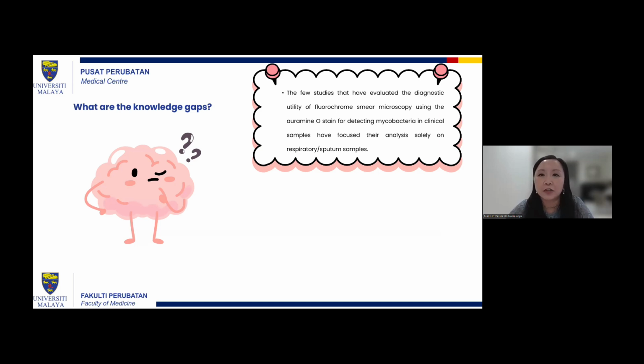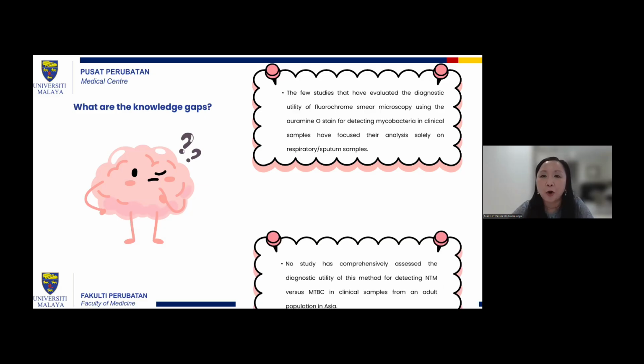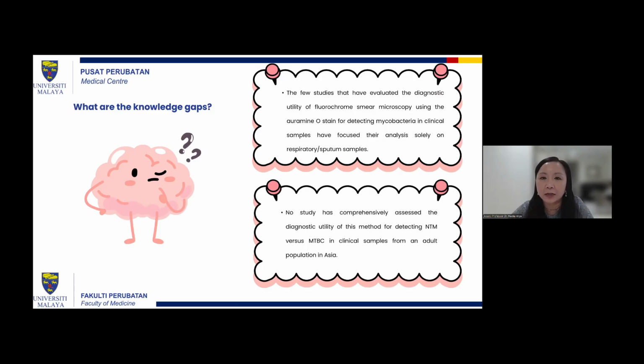Previous studies have actually also analyzed non-respiratory or non-sputum samples when comparing the Auramine O smear microscopy to other methods, especially mycobacterial culture, which is the reference standard. Moreover, to date, no study has comprehensively assessed the diagnostic utility of this method for detecting NTM versus MTBC in clinical samples from an adult population in Asia.